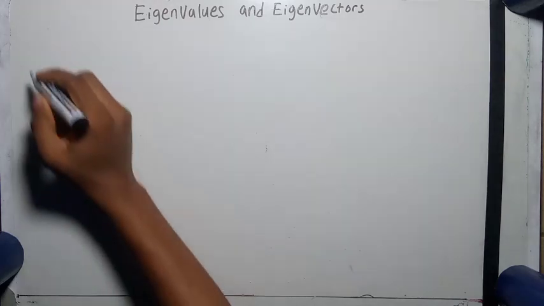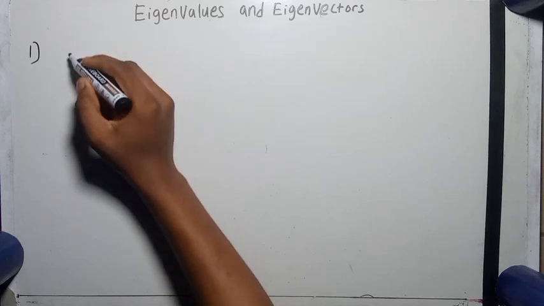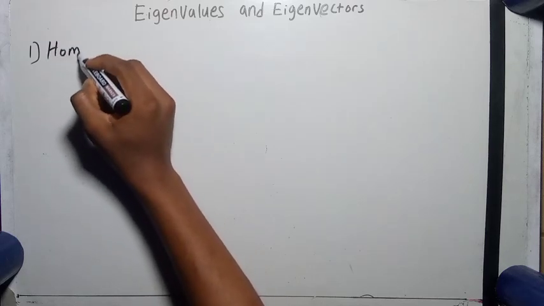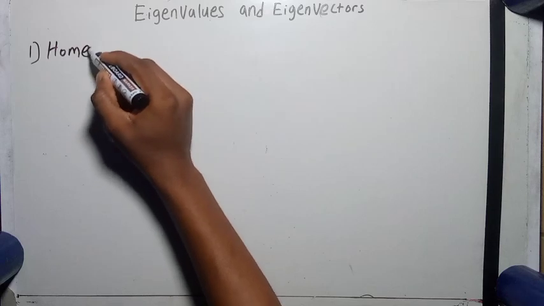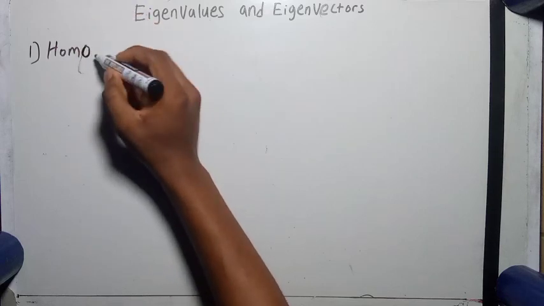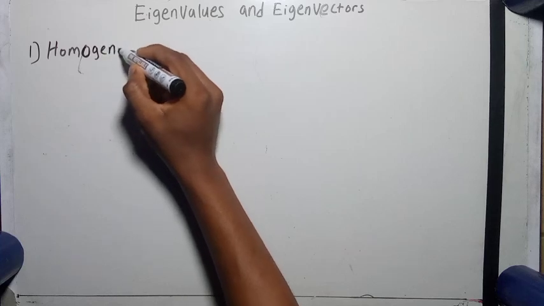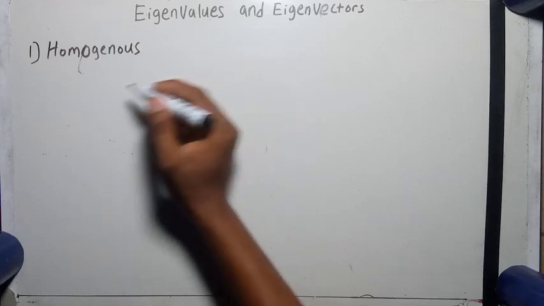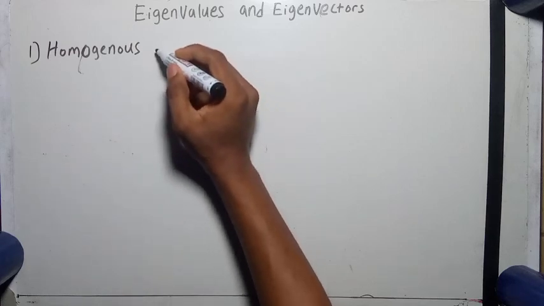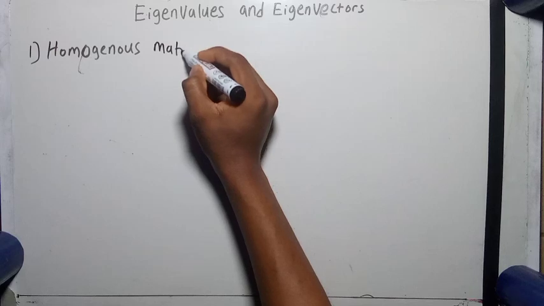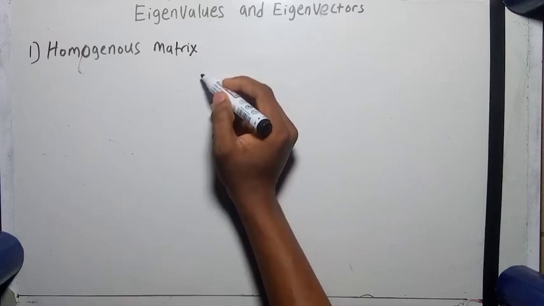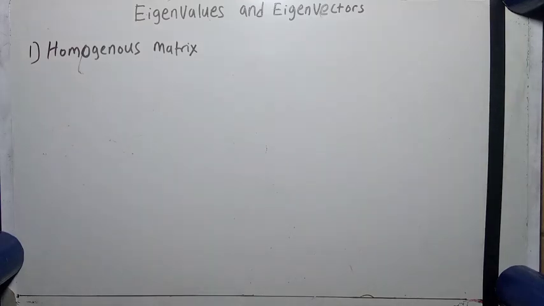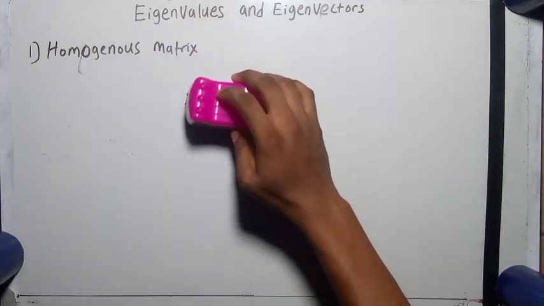The first one is being homogeneous, a function being what? Homogeneous. And a matrix being homogeneous. So I can say homogeneous matrix. Now, when a system, I'm going to say, homogeneous.